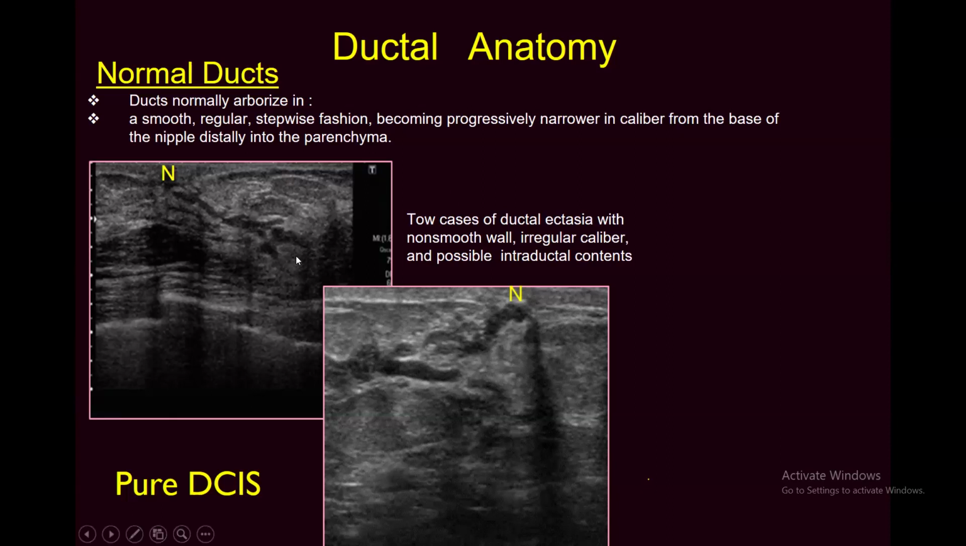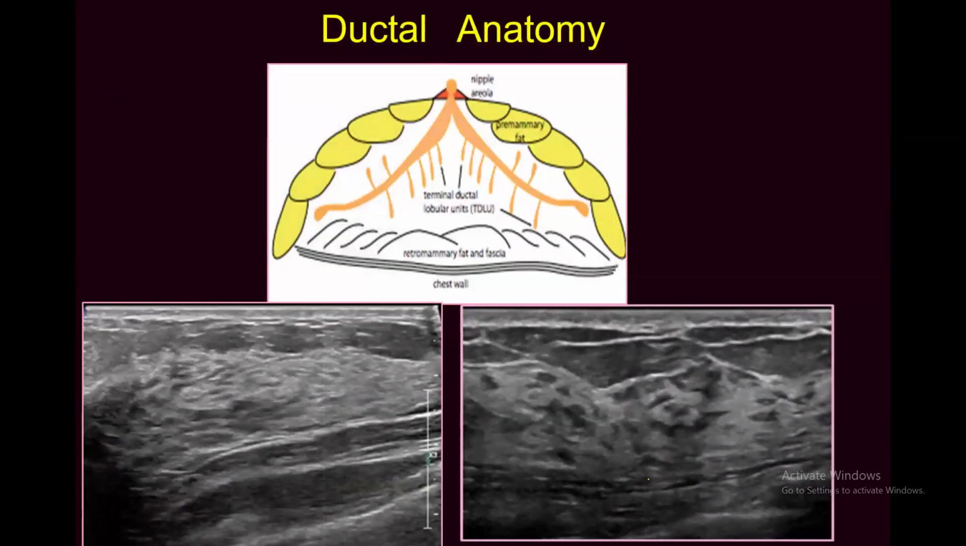Also, the ducts are beaded, tortuous, irregular, and hypoechoic, indicating there is intraductal soft tissue rather than being echo-free. Okay, so the ducts are tapered going toward the parenchyma, and these are the branches going toward the terminal ducts, and you can see it through the parenchyma like this. Also, as we mentioned before, the periductal stroma is iso to the fat, so it will appear as gray, isoechoic to the fat.